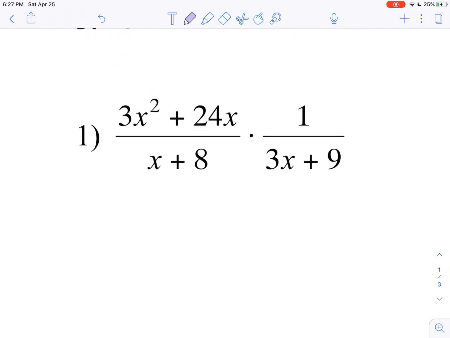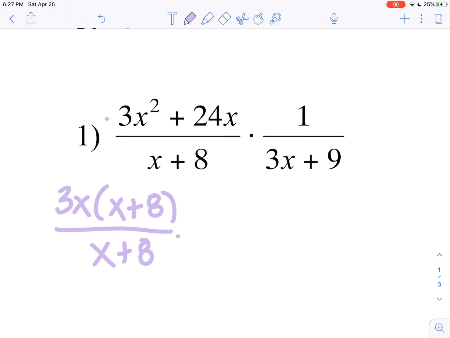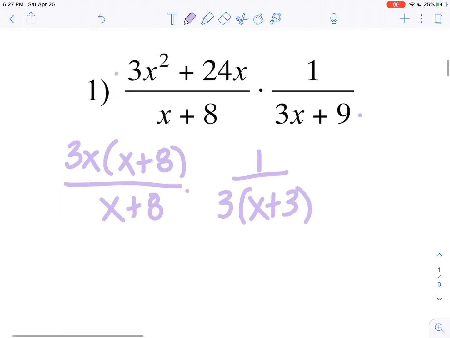So in number 1, I'm going to look at all the numerators and denominators and see what I could factor out. Well, I'm looking at this numerator right here, and I see that I could factor out a GCF. And there's a GCF of 3x. So I'm going to take out the 3x, and what I have left is x plus 8 over x plus 8 times 1 over, so I'm looking at this denominator, there's a GCF. I'm going to factor out the 3, and then I have x plus 3.